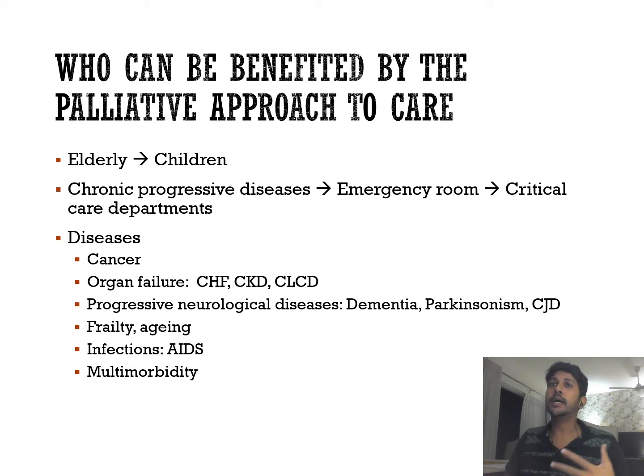And then it could be progressive neurological diseases such as dementia, Parkinsonism, Creutzfeldt-Jakob disease that leads to progressive damage to the central nervous system, including motor neuron disease, amyotrophic lateral sclerosis, and the different forms of spinal muscular atrophy and other forms of neurological diseases.